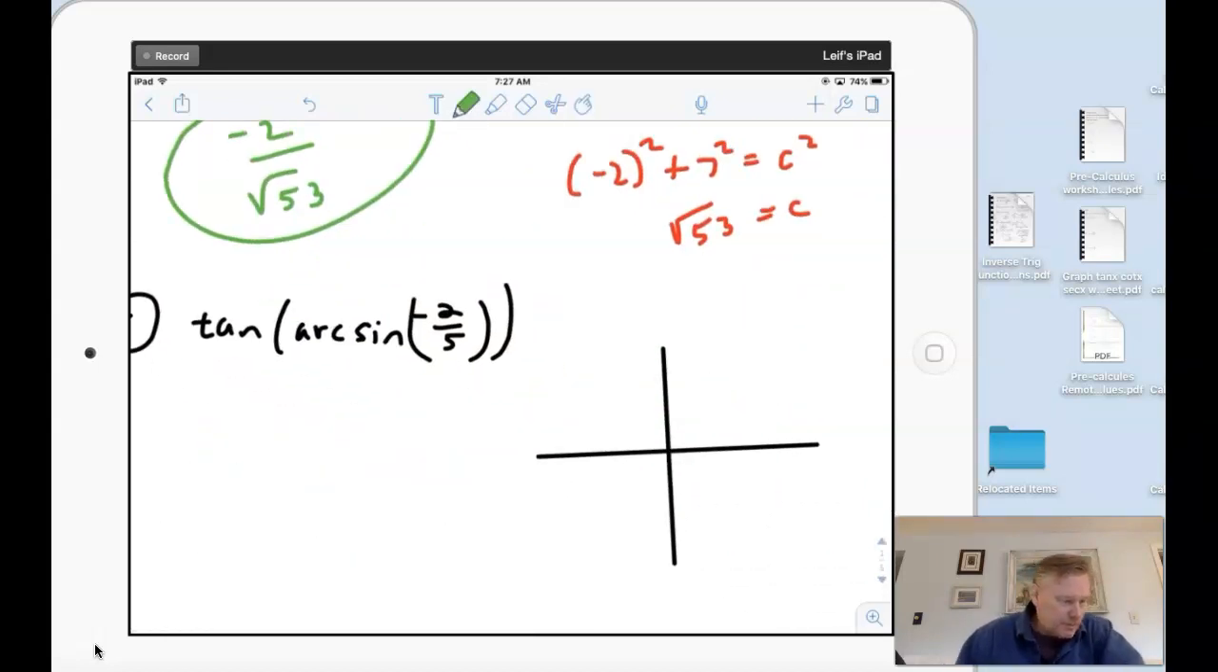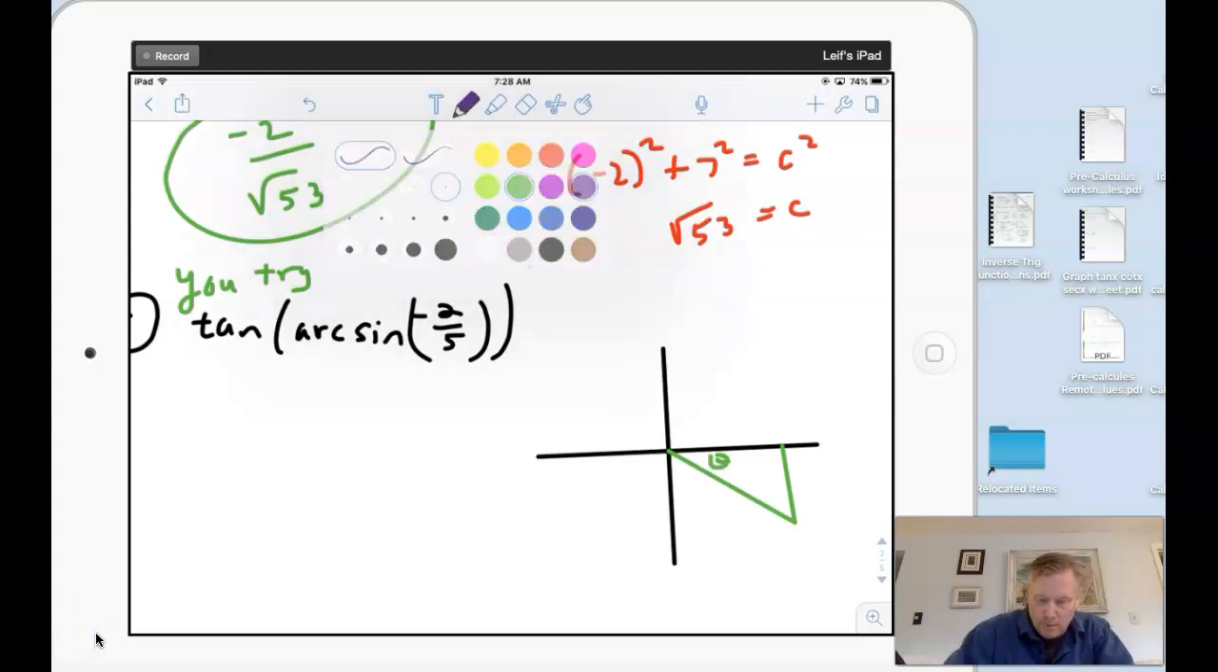This one, sine is -2/5. You know what? I'm going to make this a you-try. I want to see you do it. I'll give you a hint though. Here is where your triangle will be, since the sine is negative, in the 4th quadrant.